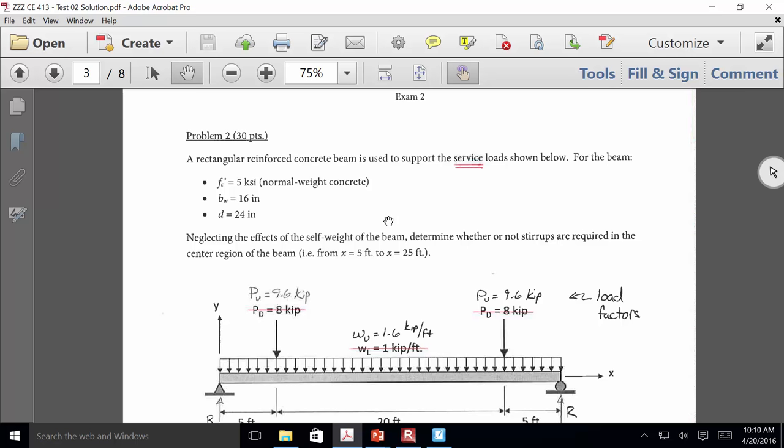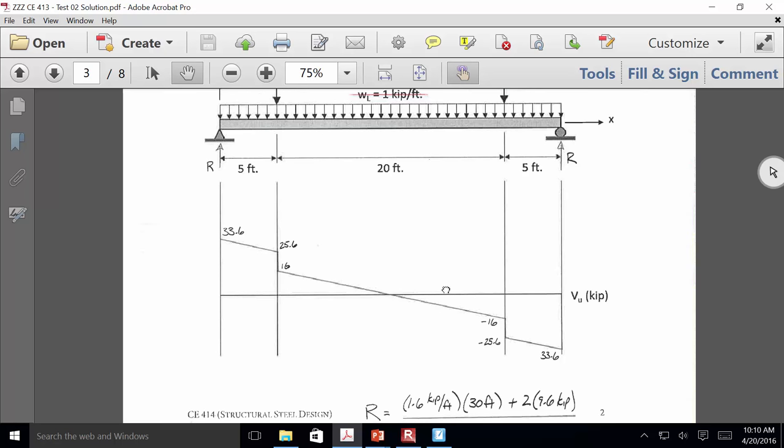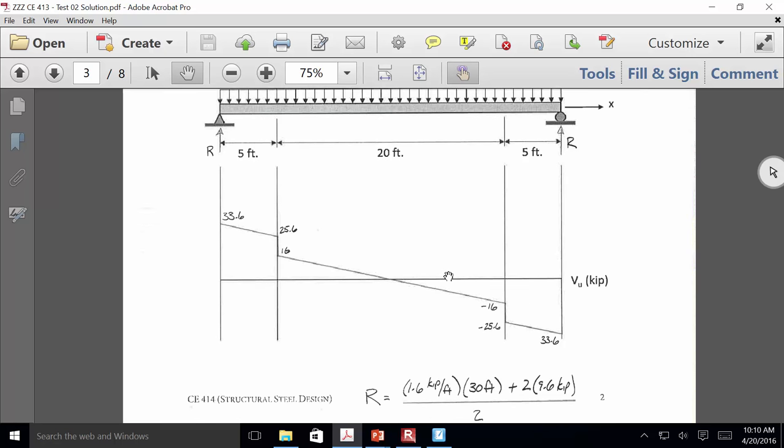A reinforced concrete beam is used to support the service loads. What do service loads mean? It's no load factors. So this was a live load, it needed to be bumped up. This was a dead load, it needed to be bumped up. Sorry, no load factors, okay? Now, once you factor your loads, you can compute your reactions and do your shear diagram. I think this was a pretty easy problem. I gave a problem similar to this last year, and the beam that I gave them was more complicated. So I was kind of surprised on this one.